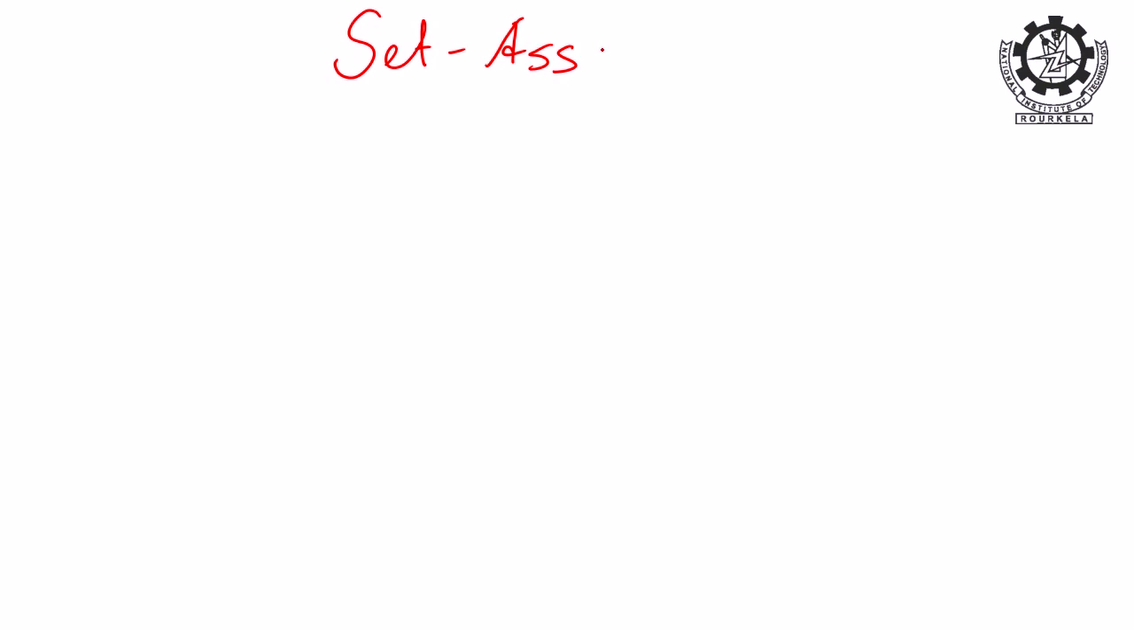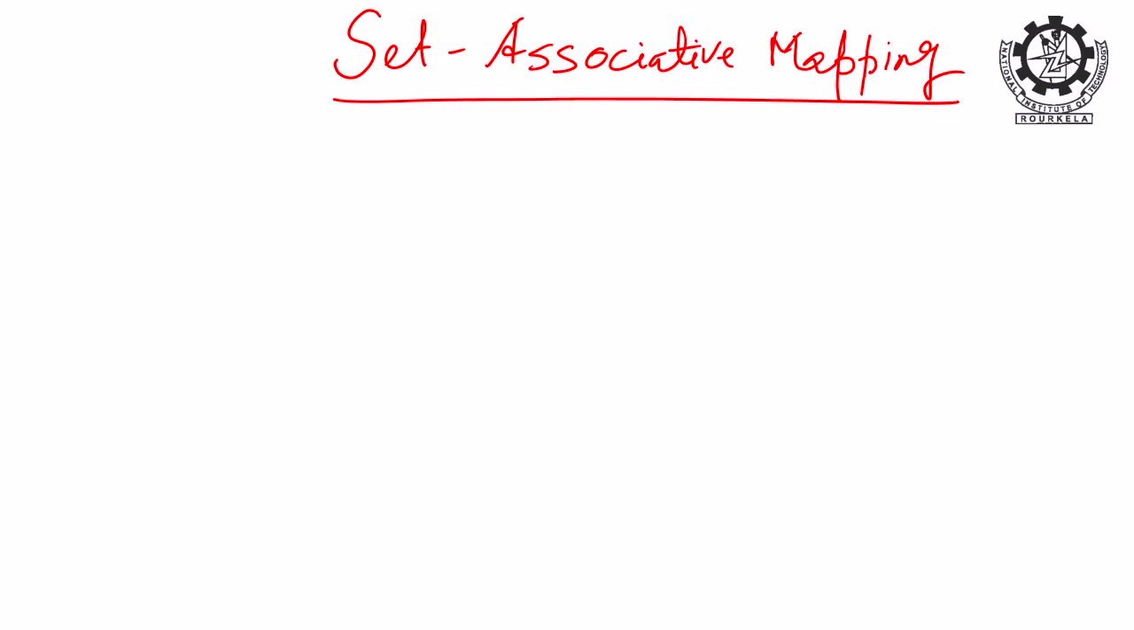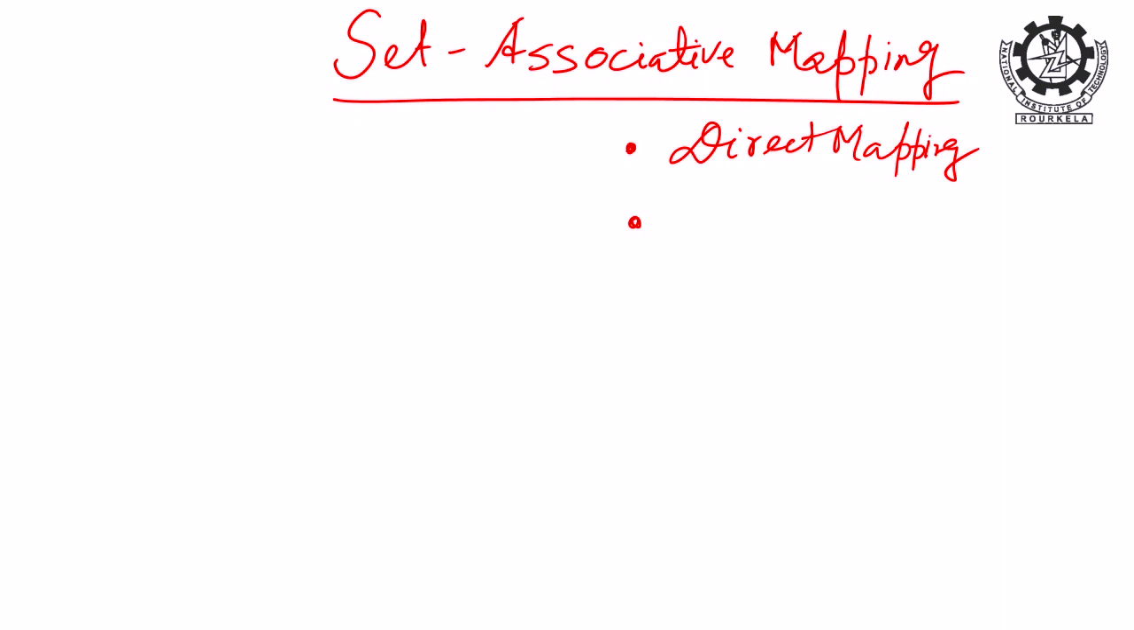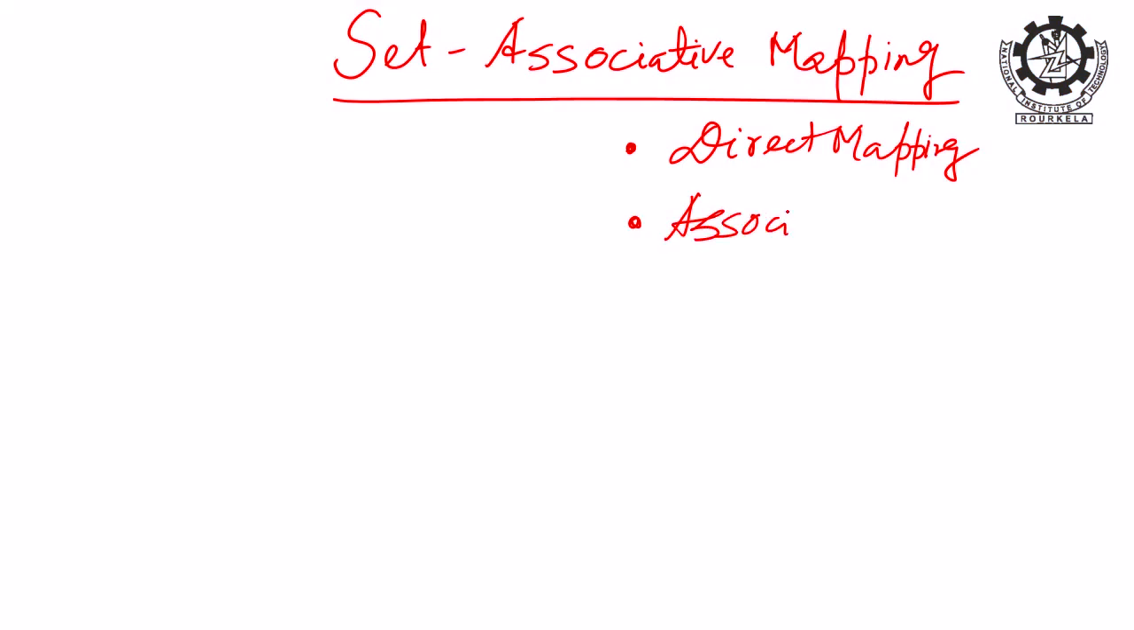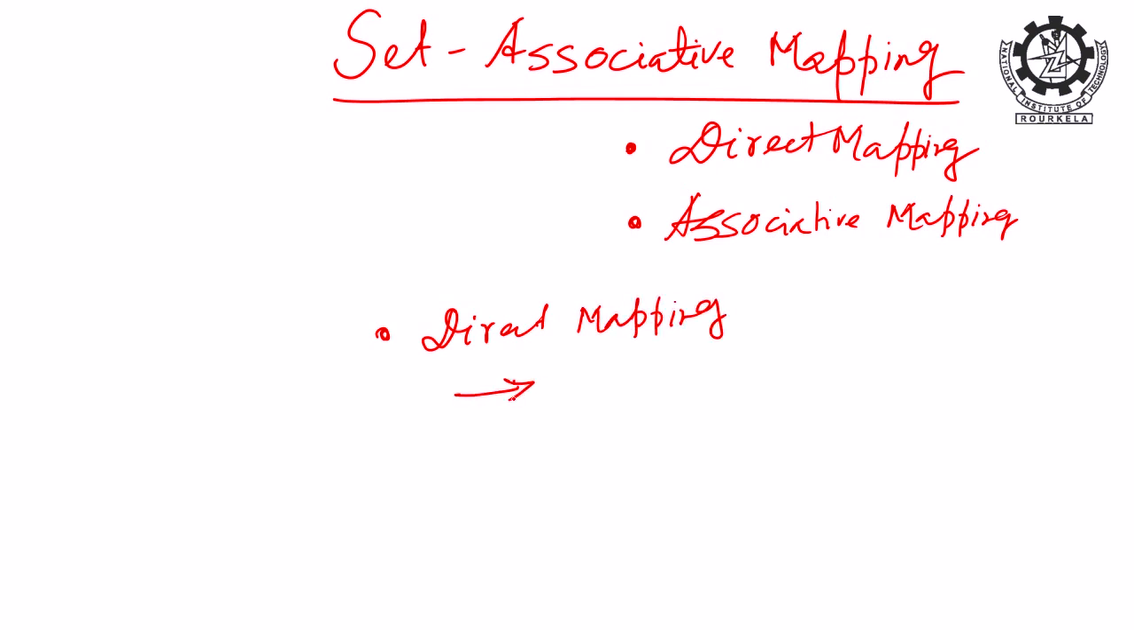Set associative mapping. This basically addresses the drawback of direct mapping. What is the drawback of direct mapping? Many blocks are mapped into a single block in the cache. That was removed in associative mapping, but the problem with associative mapping is that it needs a complex circuit. So, this scheme removes the drawback of associative mapping. In this scheme, first direct mapping is applied, and followed by associative mapping.